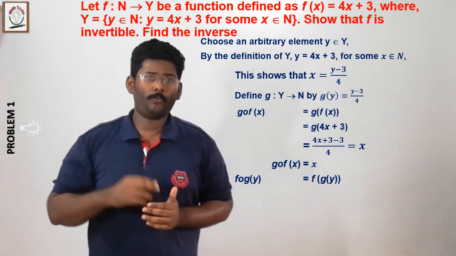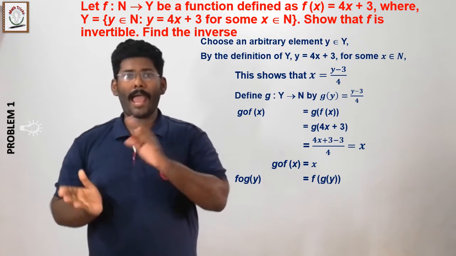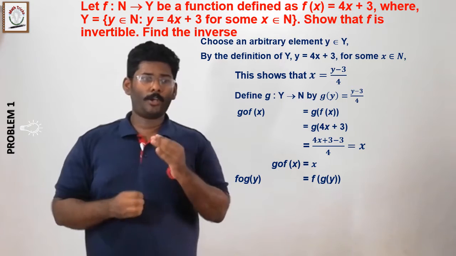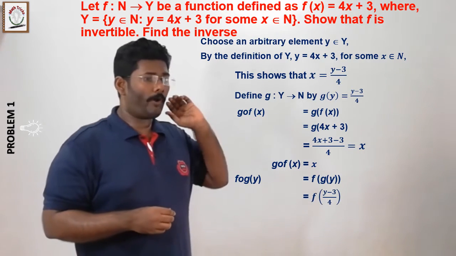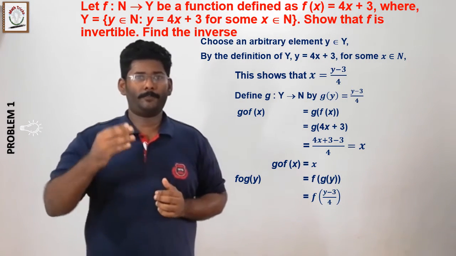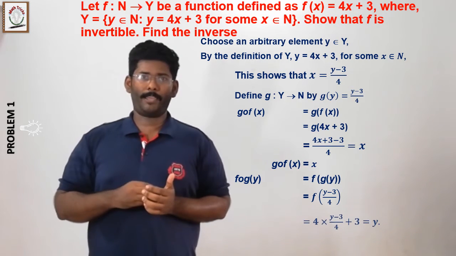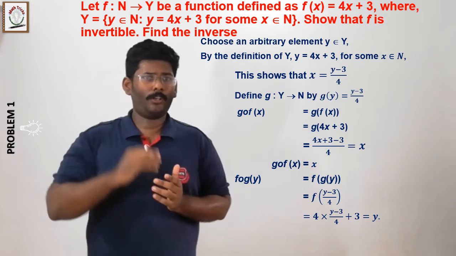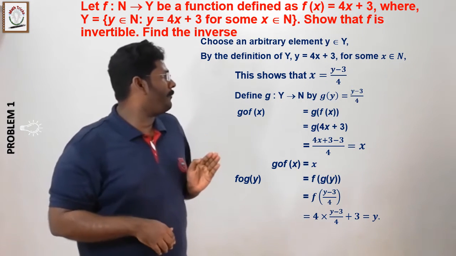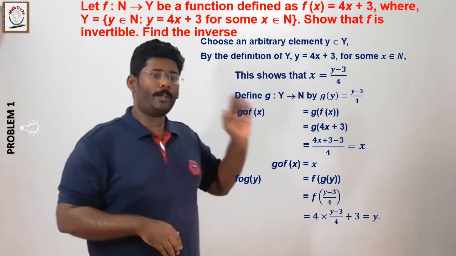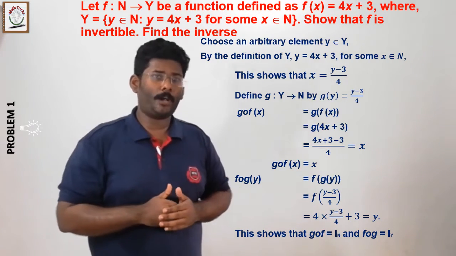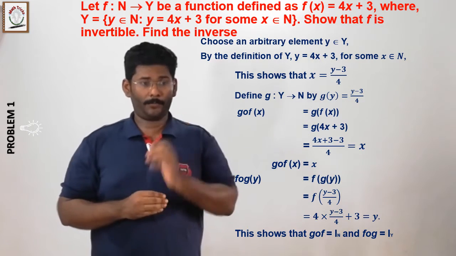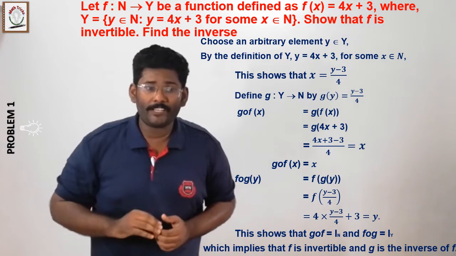And similarly, f composite g of y is equal to f of g of y. G of y is equal to (y minus 3) by 4, so we substitute (y minus 3) by 4 instead of g of y. So f of (y minus 3) by 4 means 4 into (y minus 3) by 4 plus 3, that is equal to y. This shows that g composite f of x is equal to identity of x and f composite g of y is equal to identity of y. So the function f is invertible and g is the inverse of f.